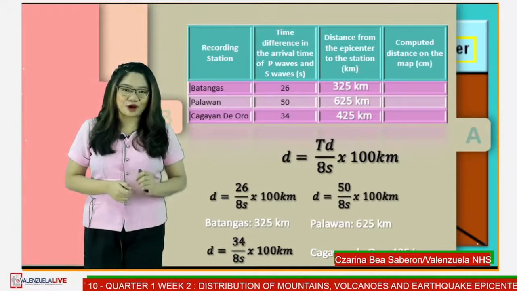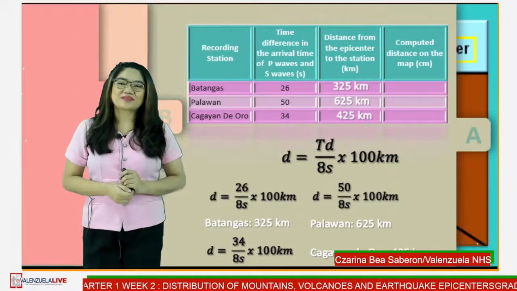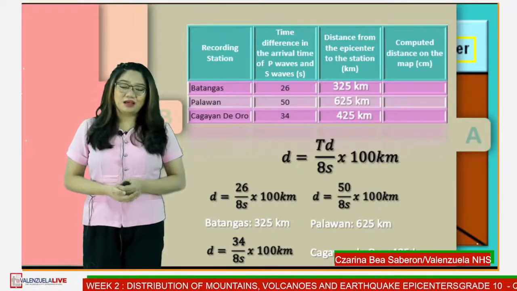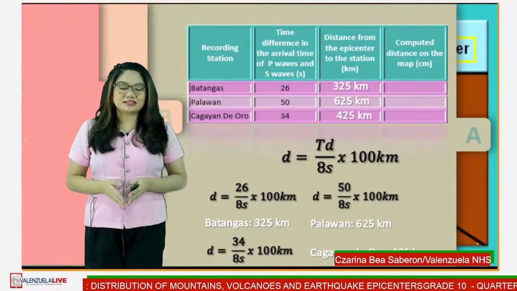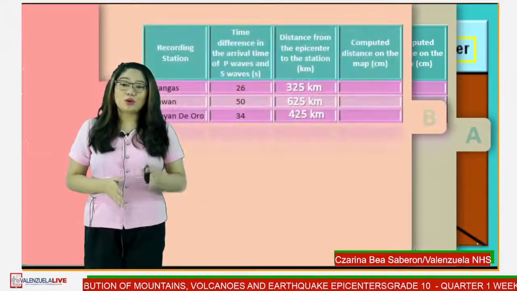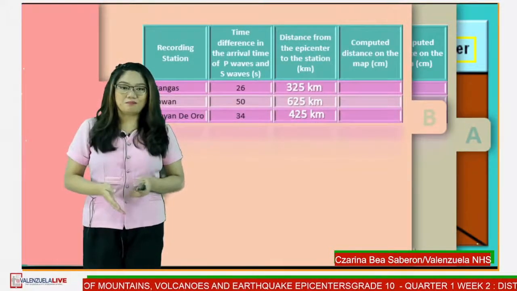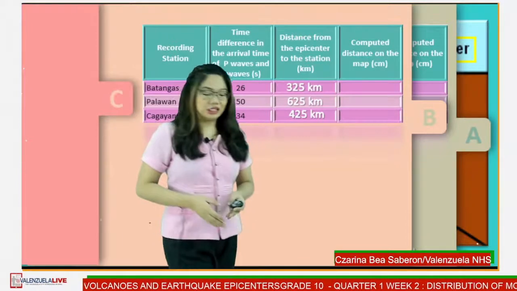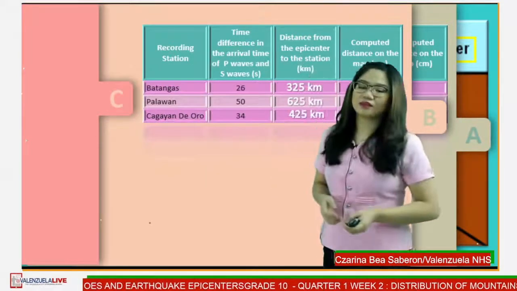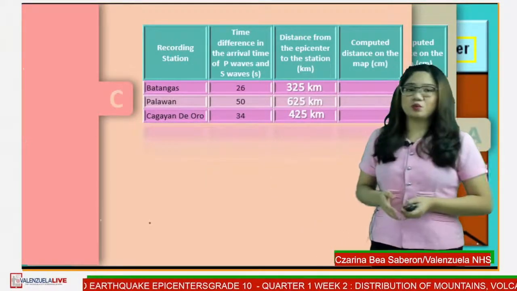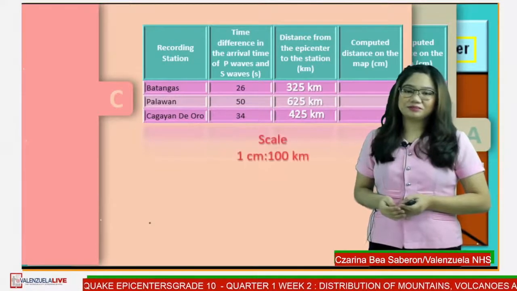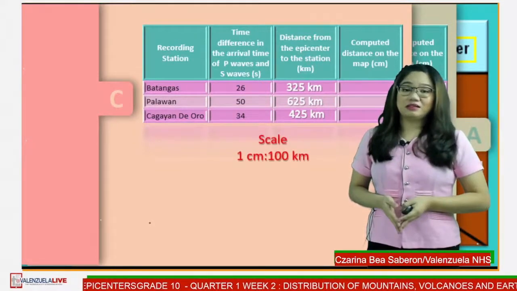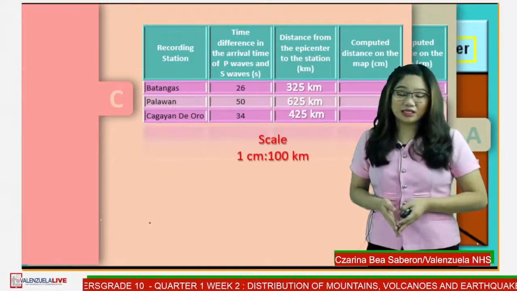425 kilometers. Okay. Now, next step is to convert the distance in centimeters with respect to the map, because this is where we are going to plot our triangulation. So the conversion for this one would be 1 centimeter is to 100 kilometers.